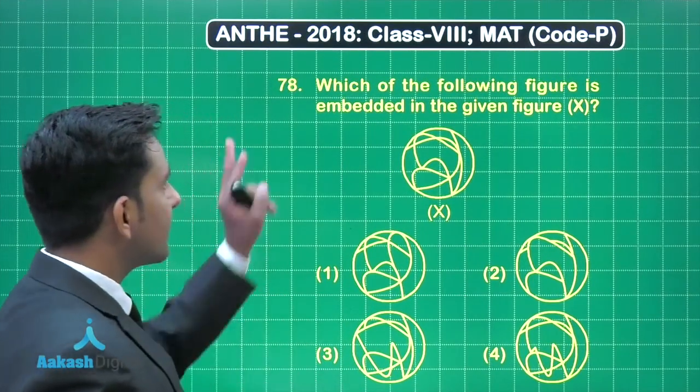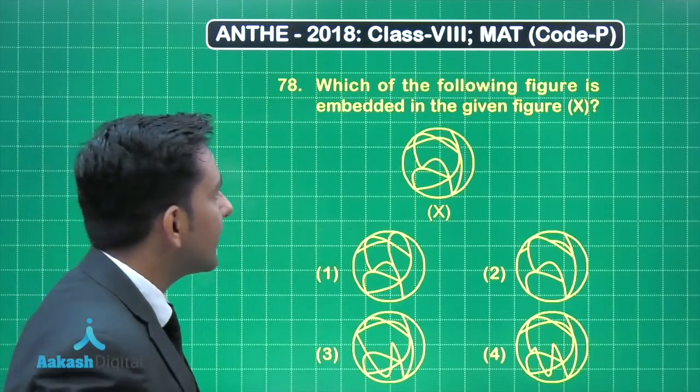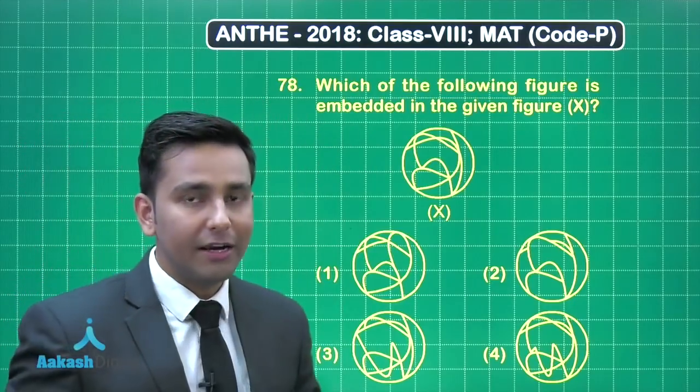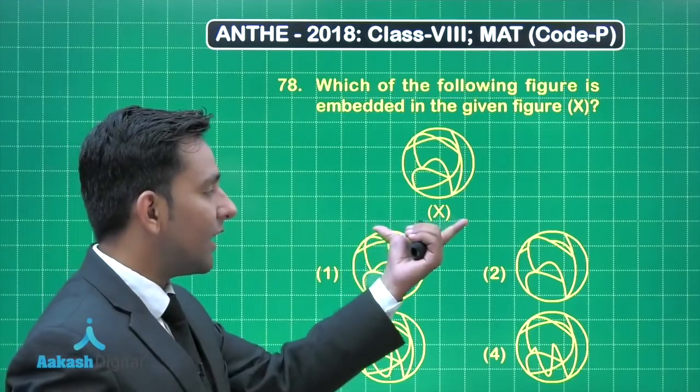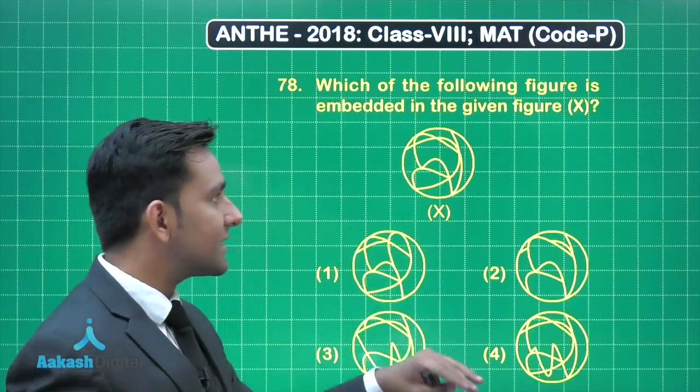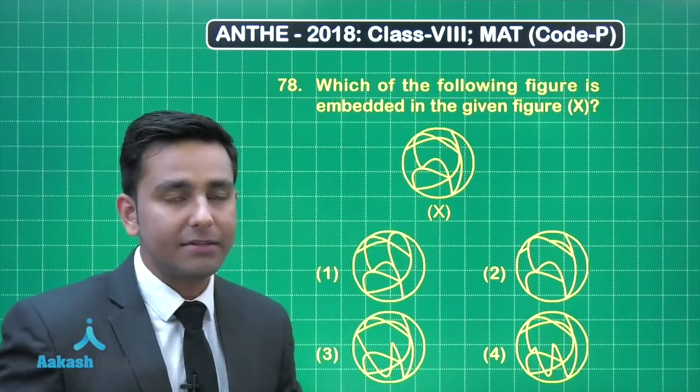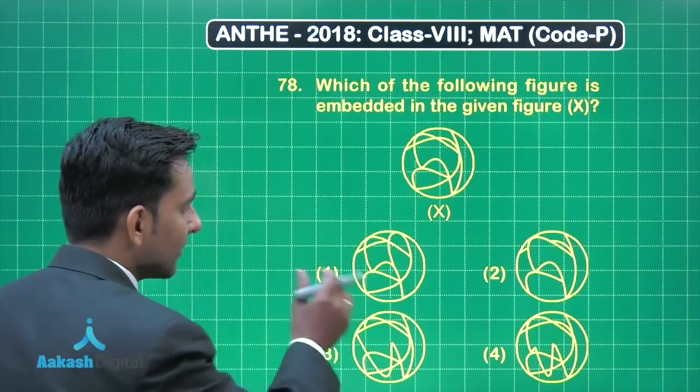This question says, which of the following figures is embedded in the given figure X. So we have a given figure X and we have to check which of the given option figures is a part of this given figure X. So let's check the options. Start with the very first option.